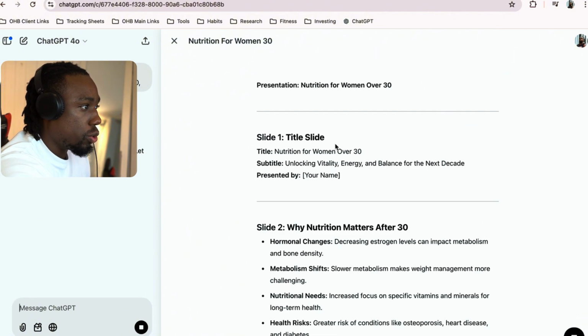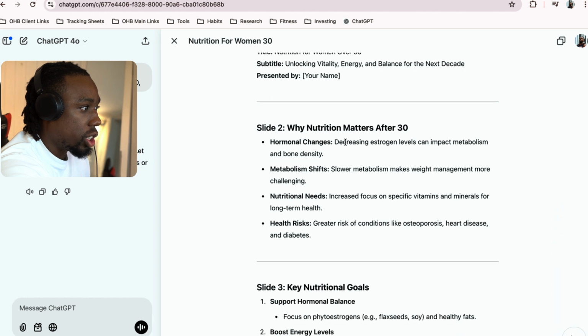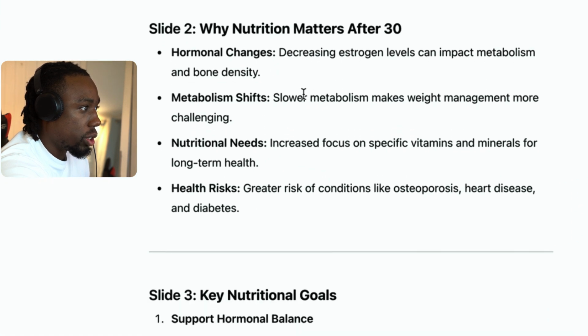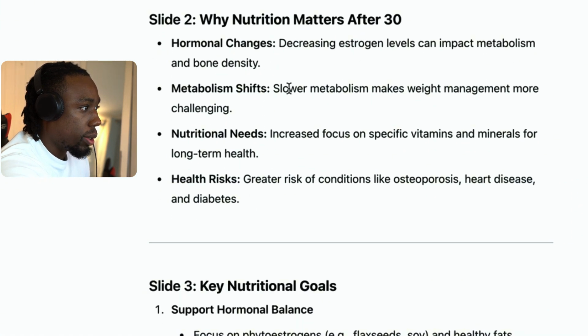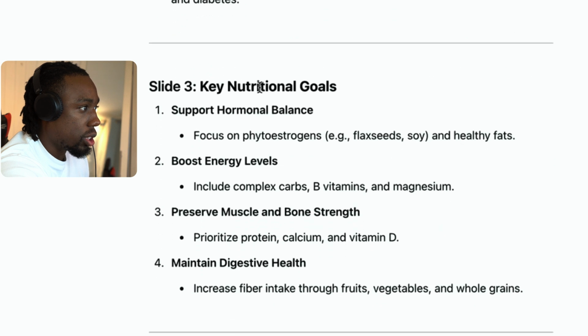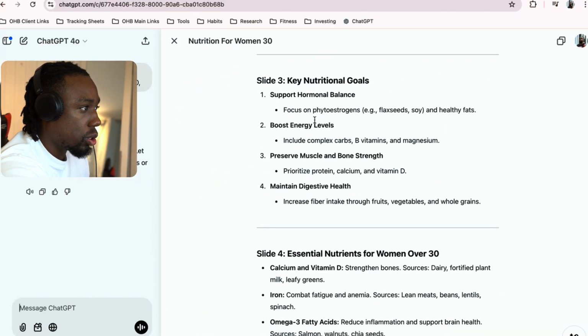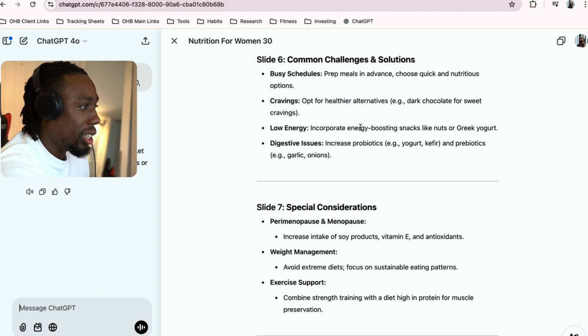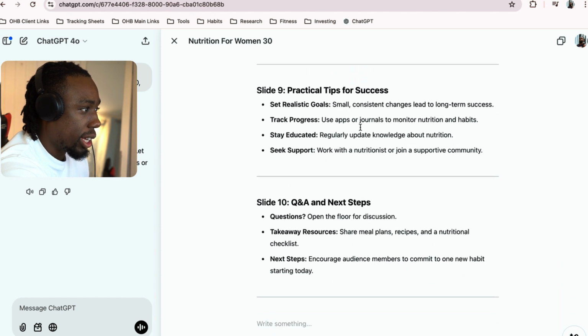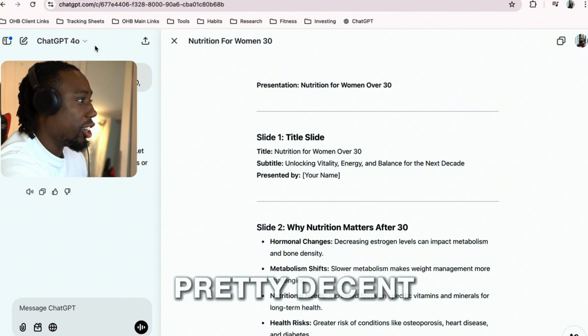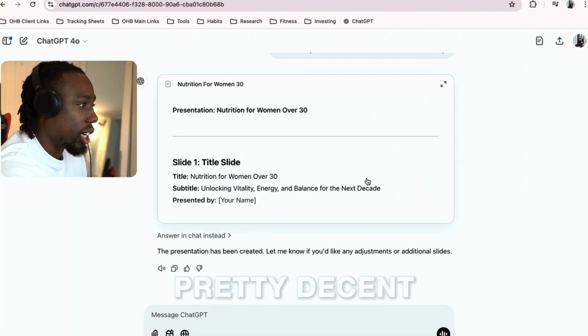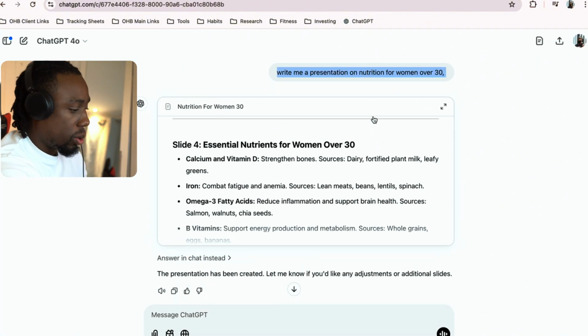All right. So nutrition for women over 30, unlocking vitality: energy, hormonal changes, why nutrition, slide 1, metabolism shifts, nutritional needs, health risks, key nutritional goals, support hormones, focus on phytoestrogens. Yeah, so you know what? Listen, it's pretty decent. It's not crap, I won't lie to you. You could probably do the presentation like that. That's how most people would write it, and that's what they would get.